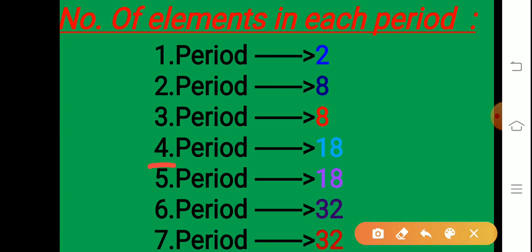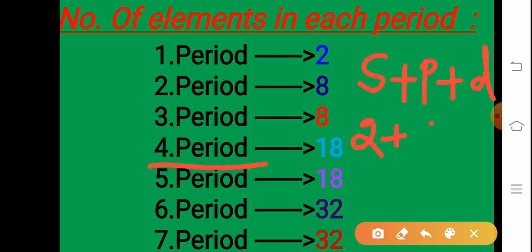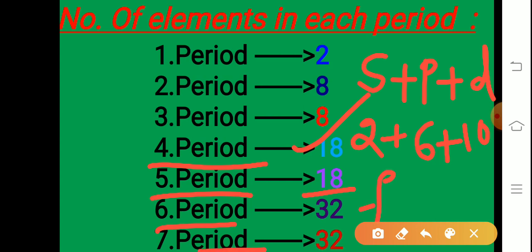In the fourth period we have one s orbital, one p orbital and one d orbital. So s2, p6, d10, total how many? 18. So the fourth period contains 18. The fifth period also has 18 elements with s, p and d. The sixth period and seventh period include the f orbital, which contains 14.